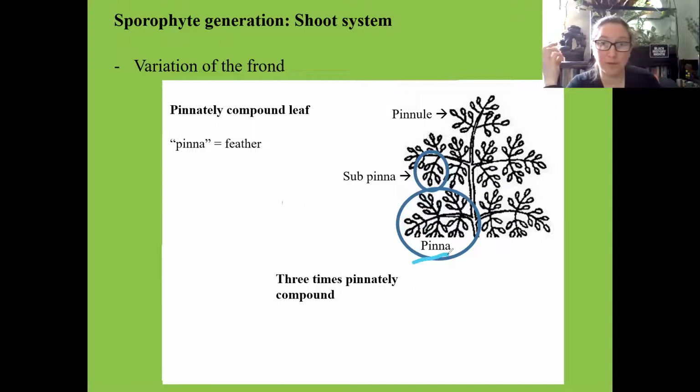If you're 3 times pinnately compound, you'll have subpinna. If you're 4 times, you'll have subpinna. If you're 6 times, you'll have subpinna. Even botanists give up, so don't worry about subpinna. Just know the first division is always called a pinna, and the last division is always called a pinnule. That's it. You'll see sometimes 3 times pinnately compound, and you're like, what do I call that thing? Don't even worry about it.